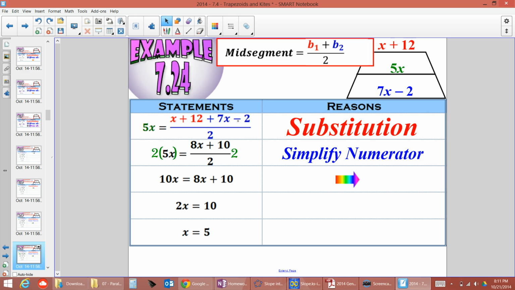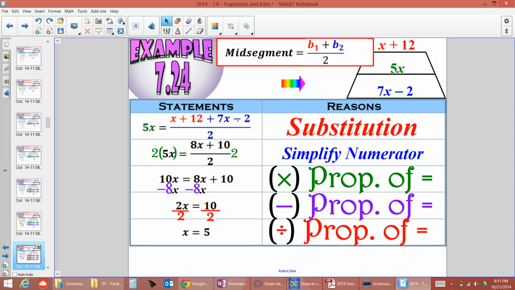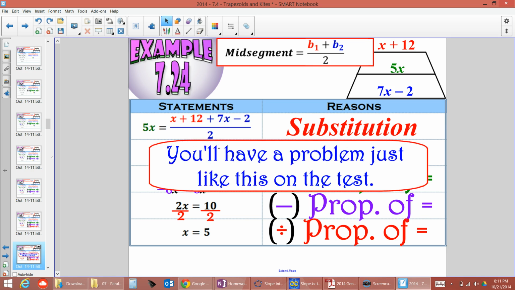I multiply both sides by 2. I subtract 8x over, and I divide both sides by 2, and I find out x equals 5. Okay, so this part here is all just algebra. This part, setting up the mid-segment formula, is new to geometry.